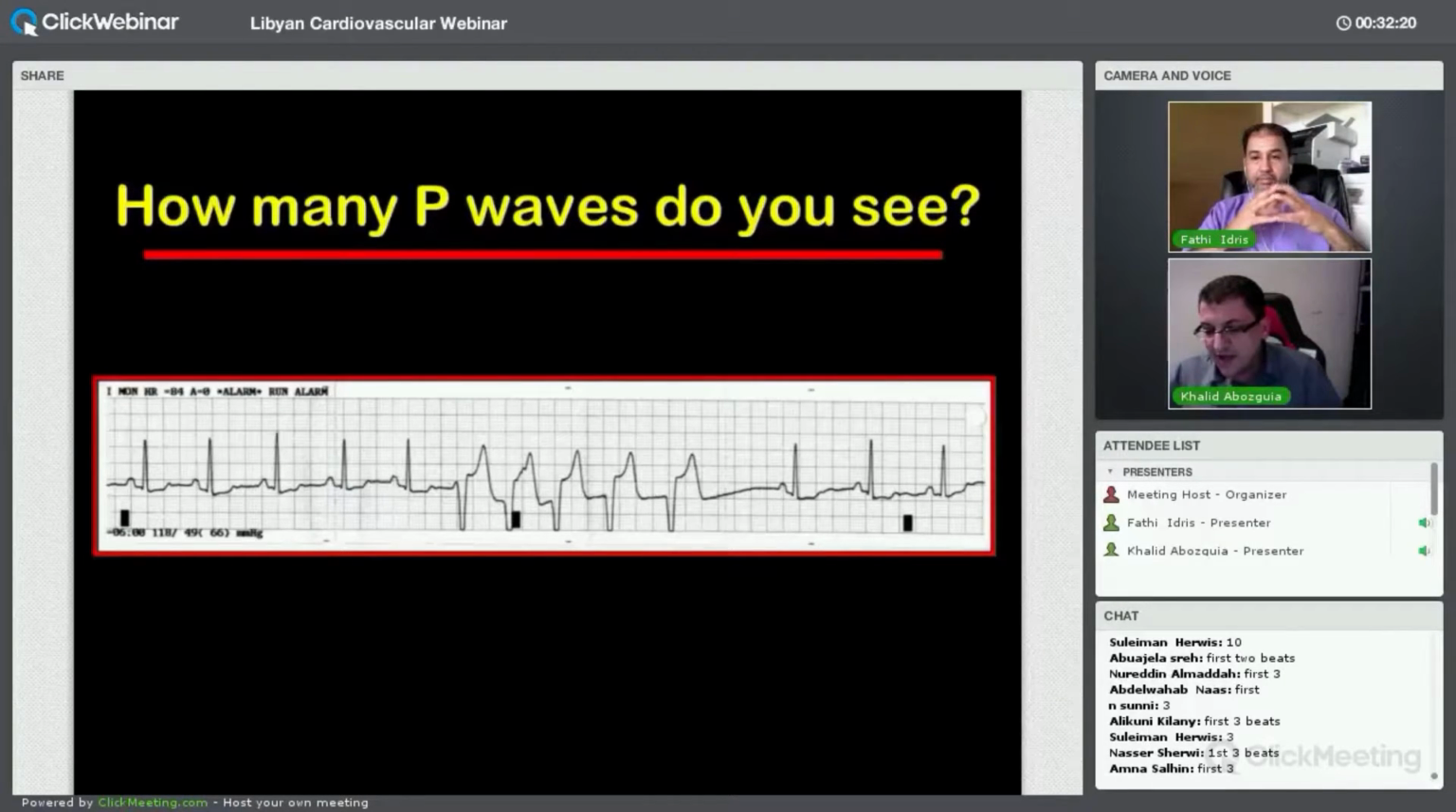Fatih, while we're waiting for some questions, your first case was very interesting. Was there not a suspicion that this could be acute on chronic, for example pulmonary embolism, because I think Dr. Nasser Shrewi said that the patient presented with chest pain, shortness of breath, raised troponin, and tachycardia? So the question is whether there are acute pulmonary changes on top of chronic pulmonary changes.